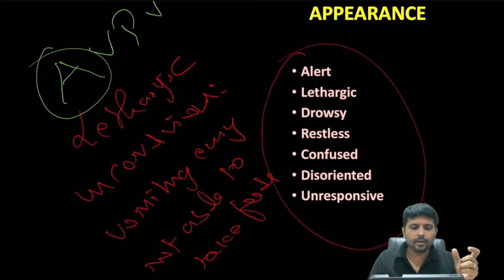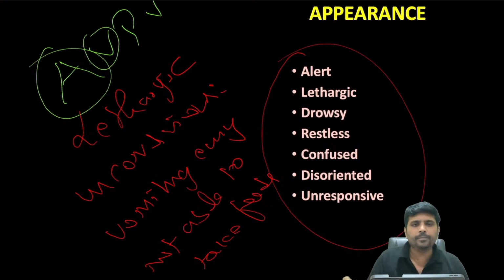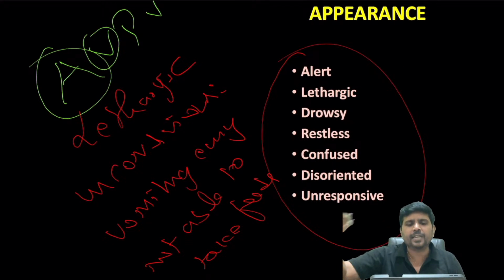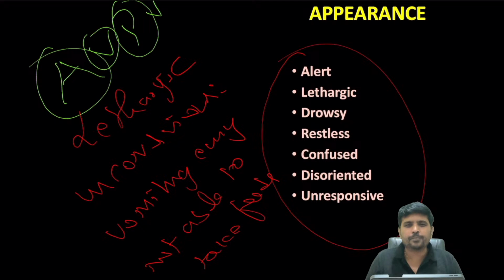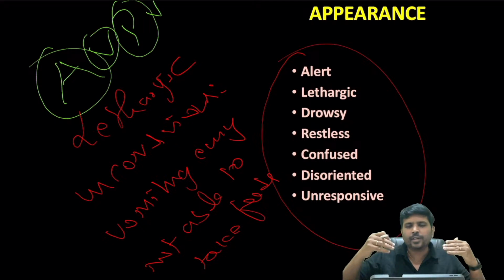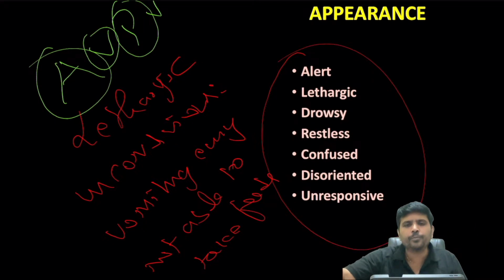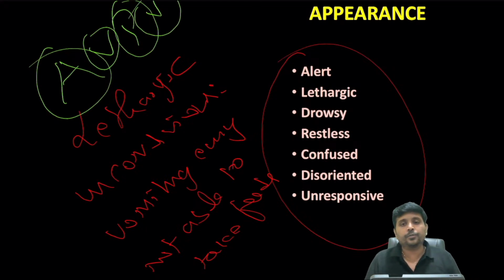A stands for alert, means the child itself is responding well. V for verbal. Verbal means what? The child is not alert as such, but when you call, when you ask something, the child responds. This is called verbal. P is for pain responsive. Pain responsive means the child is not responding to you, but whenever you pinch, the child moans. And what is unresponsive? Despite all these things, despite pain, the child is not responding to you.